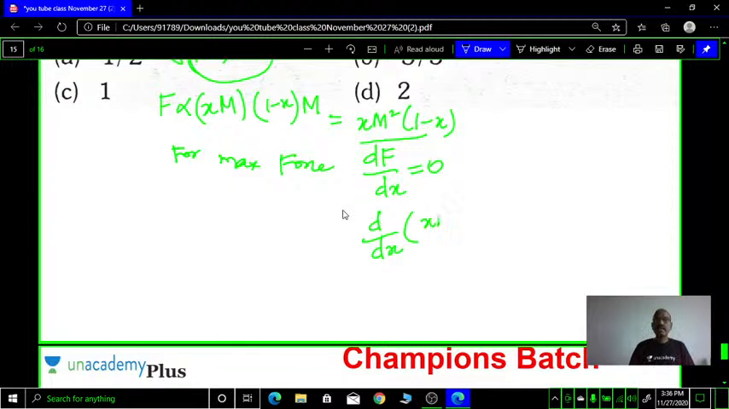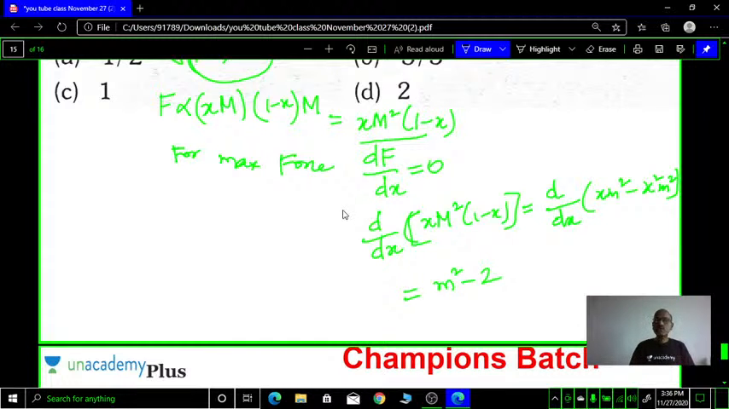What is the x given? xm square into 1 minus x. Multiply this inside, and you will get xm square minus x square m square. Now take the derivative, differentiation, of xm square with respect to x, d by dx. You will get m square minus x square m square, where x square will become 2x into m square.